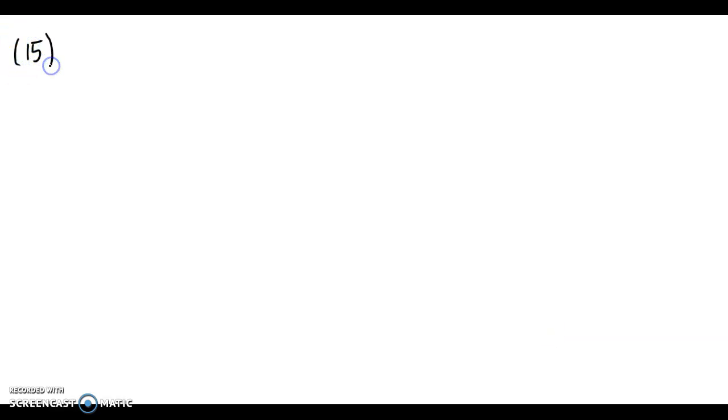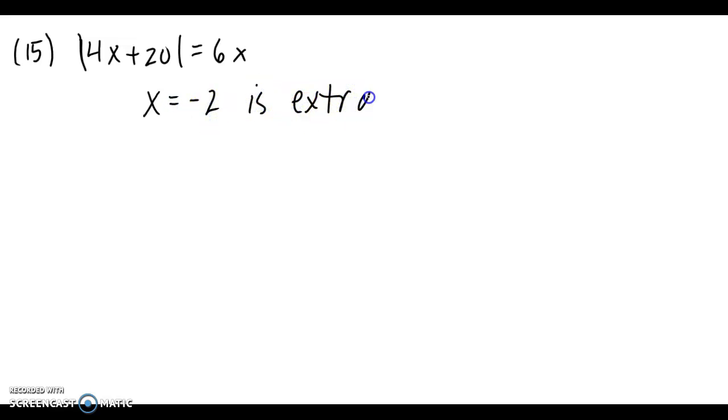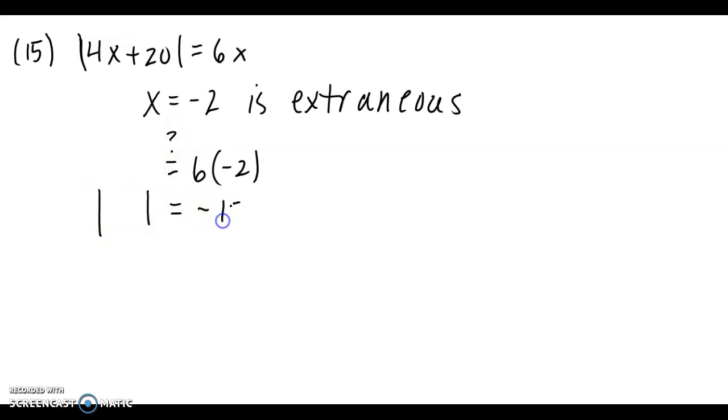All right, number 15. It said, consider this equation, absolute value of 4x plus 20 equals 6x. Without calculating, how do you know x equals negative 2 is extraneous? So we looked at this. If I replace x with negative 2, so let's say we were going to solve that, I would get my absolute value bar equal to a negative number. Absolute values can never equal negative numbers, therefore I know it's extraneous. We found it mathematically, but it doesn't work.